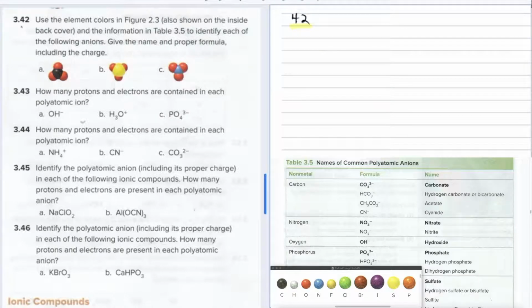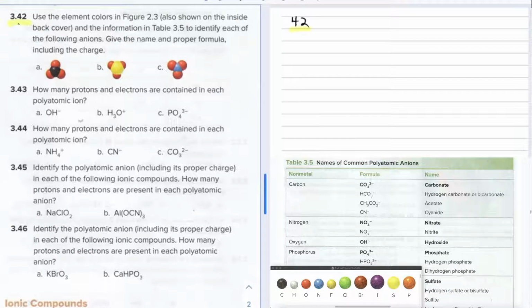Number 42. Use the element colors in figure 2.3 and the information in table 3.5 to identify each of the following anions. Give the name and proper formula including the charge. So you're given 3 anions.